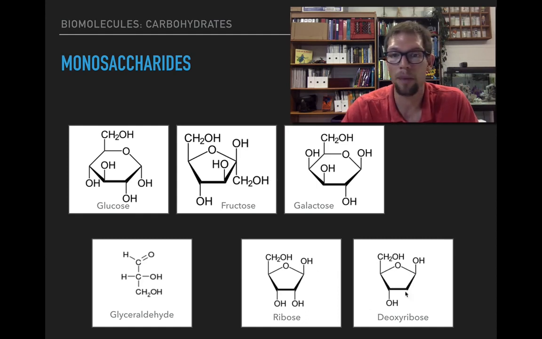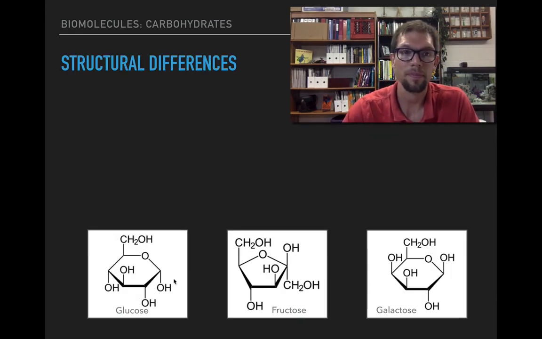You can see these 2 pentose sugars, ribose and deoxyribose. These are going to be important to know, but we'll talk about them more when we get to the nucleic acids. And then there's glyceraldehyde. This is a 3-carbon one. This is going to be important when we get to glycolysis.